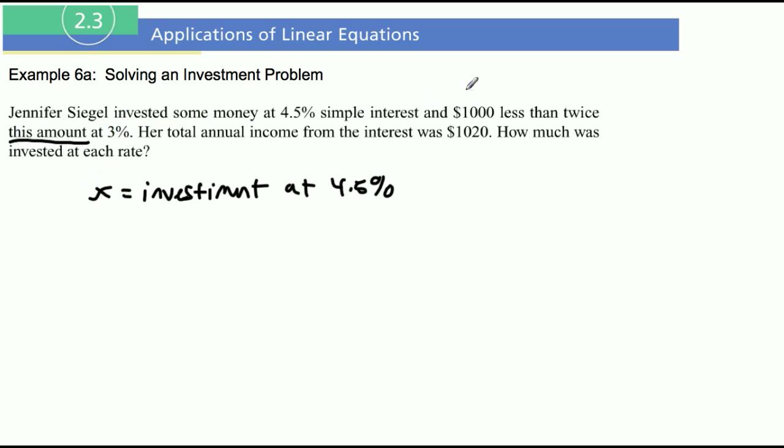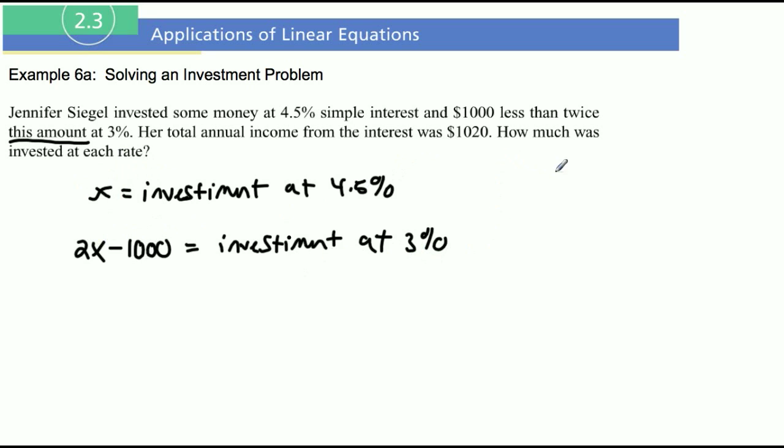So using x as this amount, we say $1,000 less than twice this amount. And we talked about this earlier in this chapter. When you say less than, that means you're going to do minus. It's minus 1,000, so it's 1,000 less than what? Twice this amount. So it's going to be 2x minus 1,000, and that is going to be the investment at 3%. So my x is my investment at 4.5%, and 2x minus 1,000 is my investment at 3%.